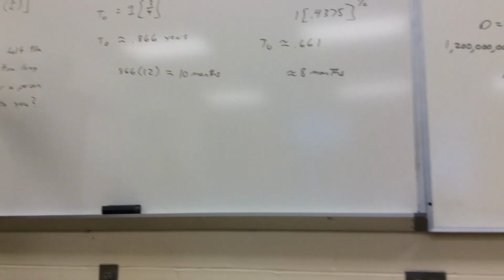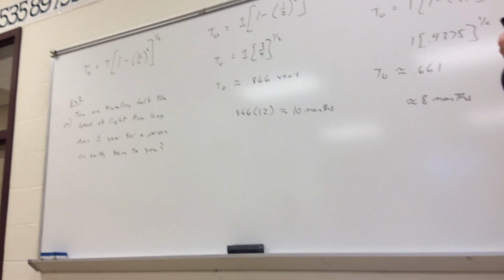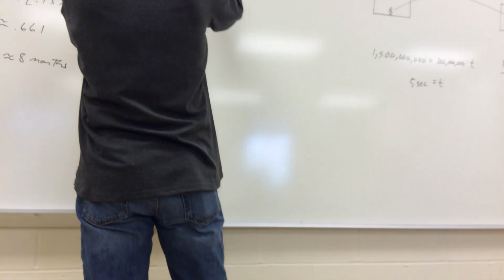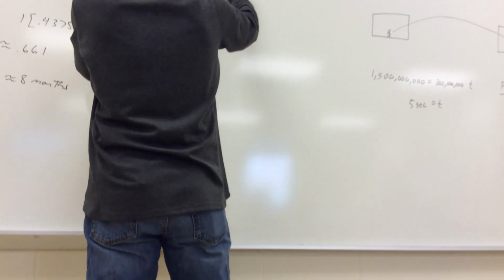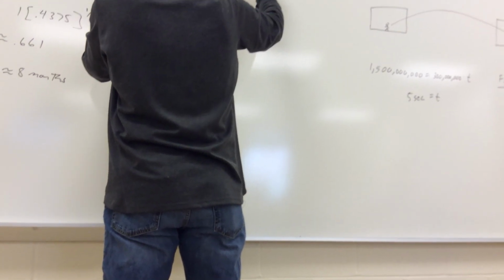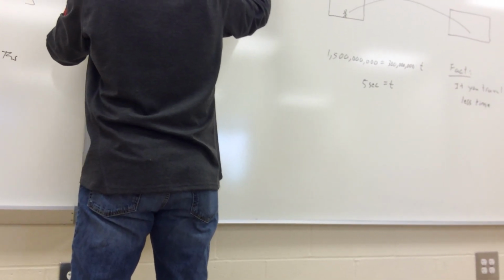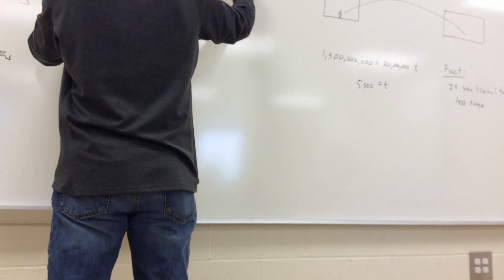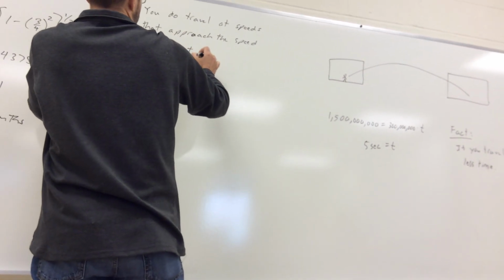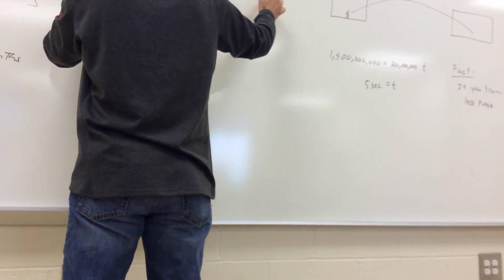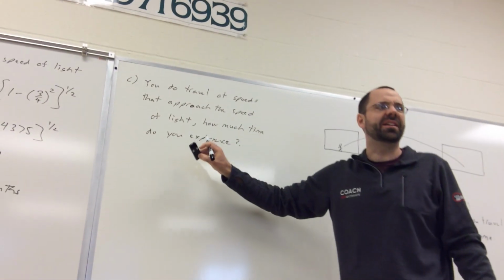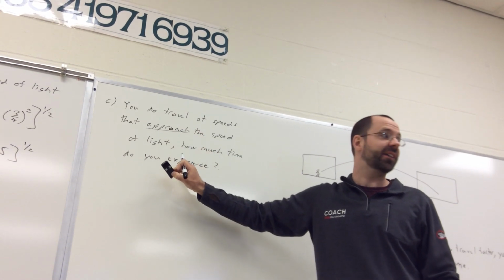So now for part C, let's say you do travel at speeds that approach the speed of light. How much time do you experience? So this is the first time I've gotten into calculus at all. This word approach, right, sounds like a limit.